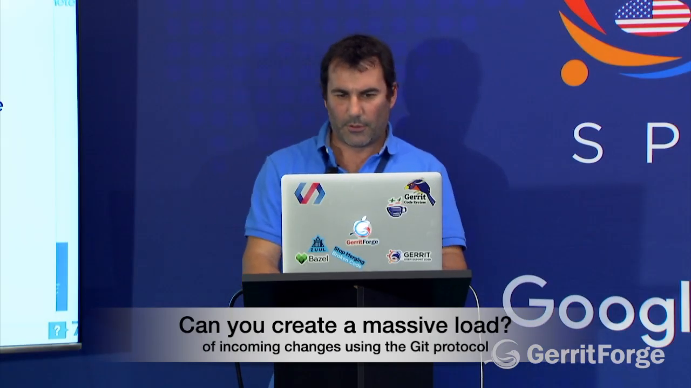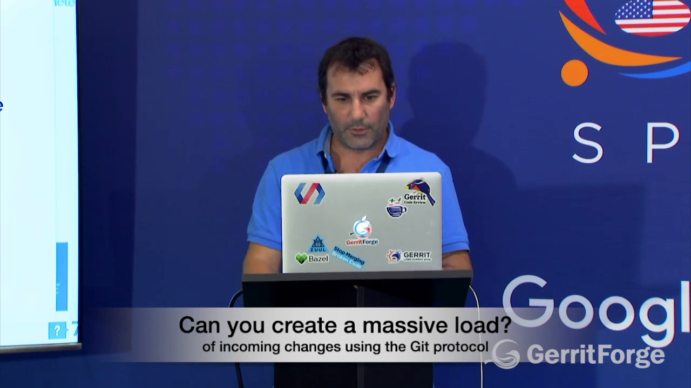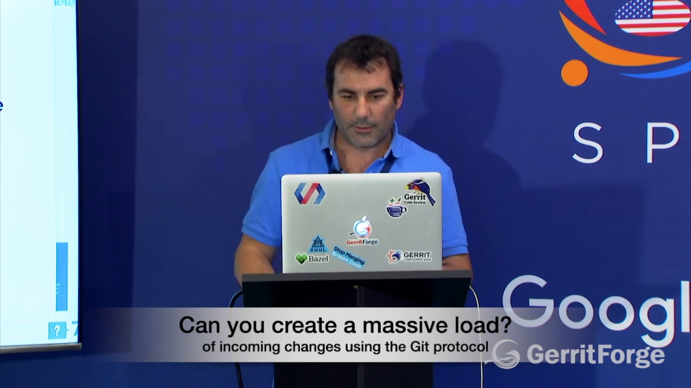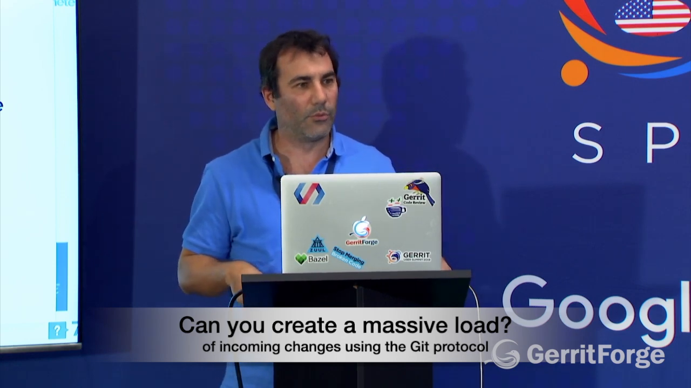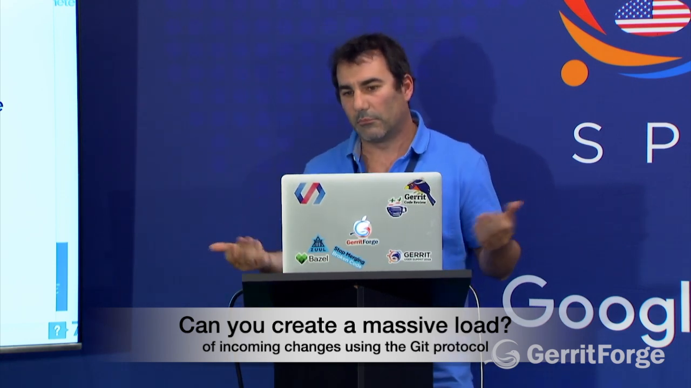Can you create a massive load of incoming create change requests using the Git protocol? You can. The easiest way I have managed to create it until now is with Jenkins, basically. In Jenkins, you can distribute the load among several executors, and that's the easiest way to do it. And you can do it either creating the changes using the REST API or the Git protocol itself. It's up to you.